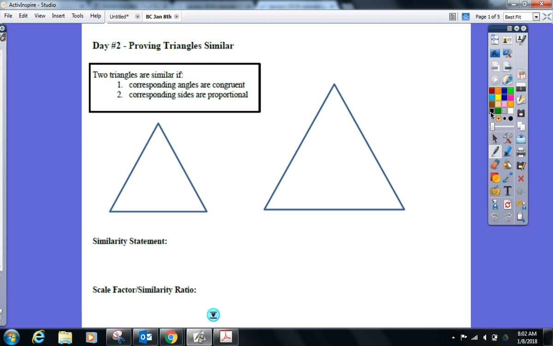So let's set this up real quick. If I go triangle ABC here, and triangle ZXY, corresponding angles are still going to be congruent. Okay? So congruent, congruent.